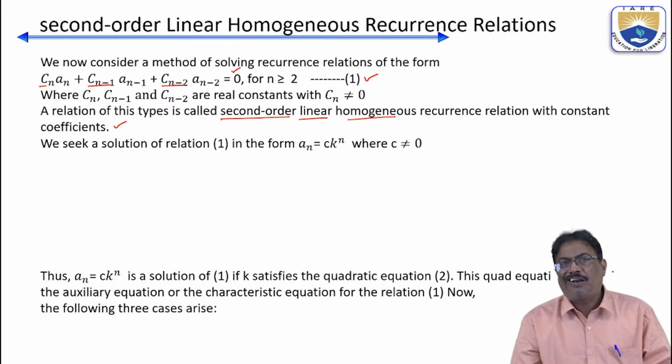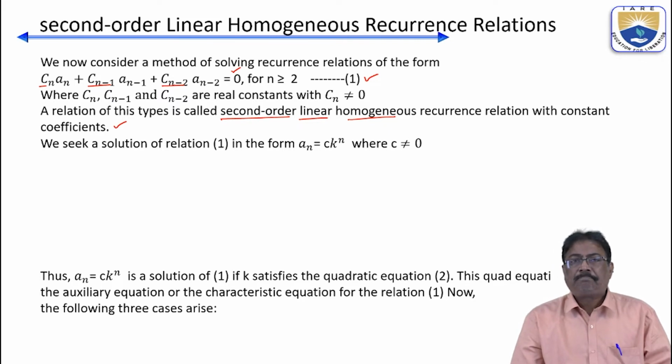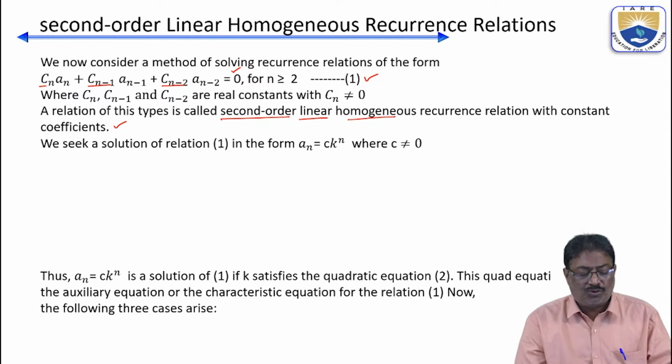So we are going to generalize this. If I am going to consider the third order homogeneous recurrence relation, c_n a_n + c_{n-1} a_{n-1} + c_{n-2} a_{n-2} + c_{n-3} a_{n-3} = 0, that is nothing but a third order homogeneous recurrence relation. So now we are going to find out the solution for this recurrence relation.